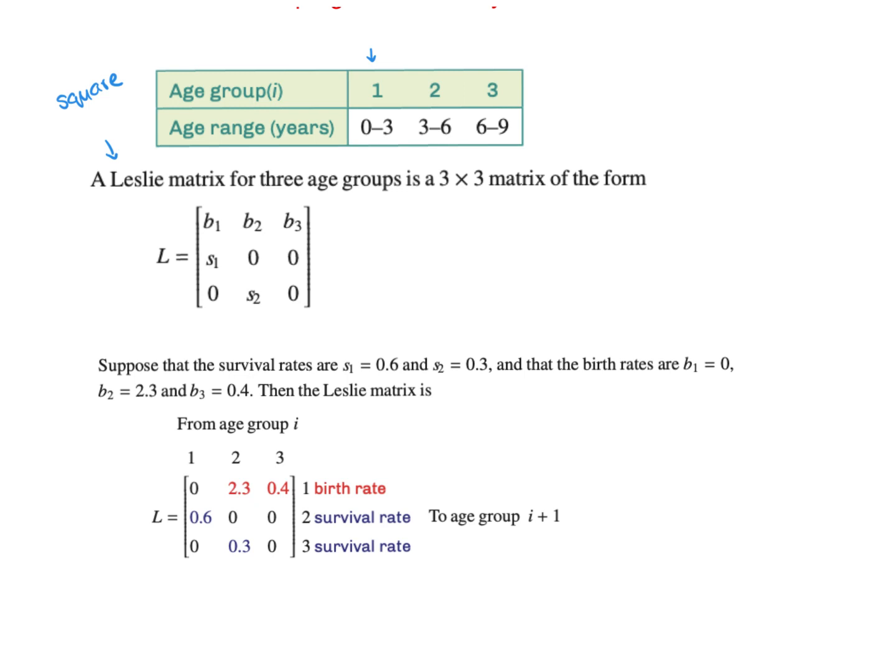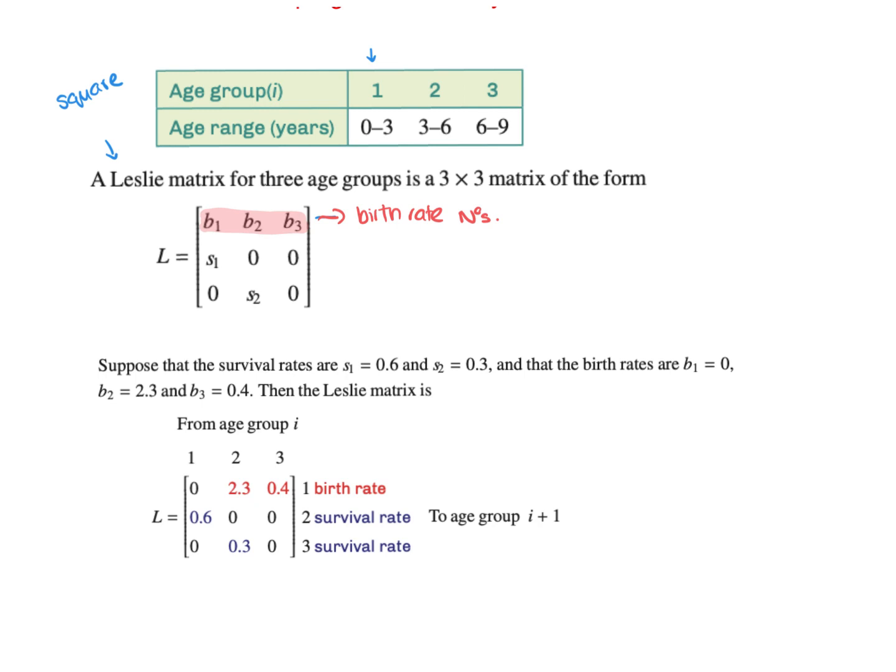Now, across the top, the numbers recorded are going to be the birth rate numbers. So say, for example, age group 2 might produce 3.2 babies per period. So that B2 will be 3.2. That will be the number that goes there.